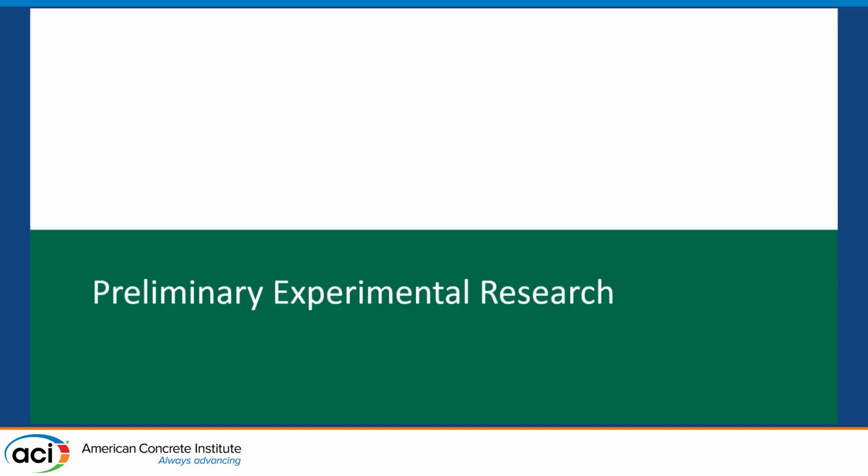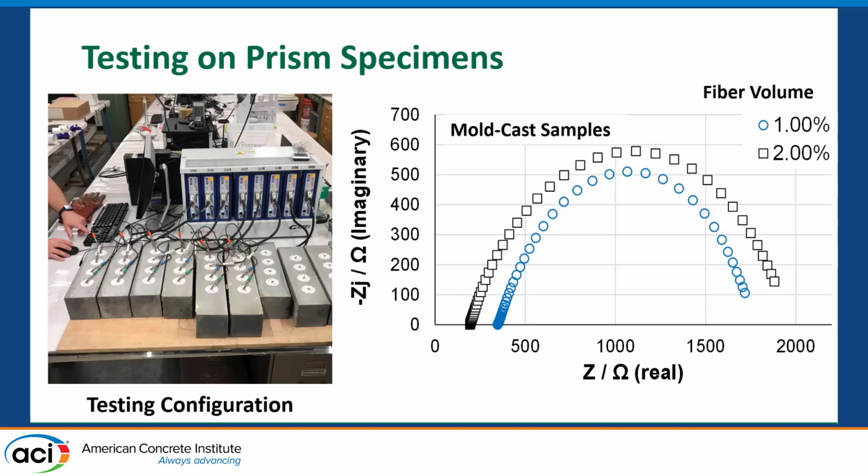Also, my co-advisor, Dr. Alex, with my advisor, Dr. Haber, a few months ago conducted a preliminary experimental research where they looked at how AIS can be used and how it can be useful for UHPC. They created a series of prismatic beam samples, which I have here on the screen, and tried to show results using different fiber volume fractions. The big takeaway here is to look at how the impedance response changes with the changing fiber volume.